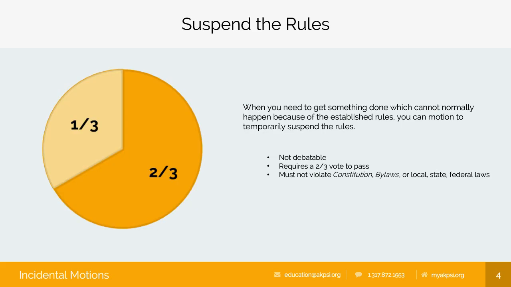Sometimes you need to get something done which cannot normally happen because of the established rules, in which case you can motion to suspend the rules. In order to do so, the rule or rules you're trying to suspend must be clearly stated and then voted upon. This motion is not debatable and requires a 2/3 approval to pass. Rules can only be suspended if doing so does not violate the organization's constitution, bylaws, or local, state, or federal law, or the fundamental principles of parliamentary procedure.